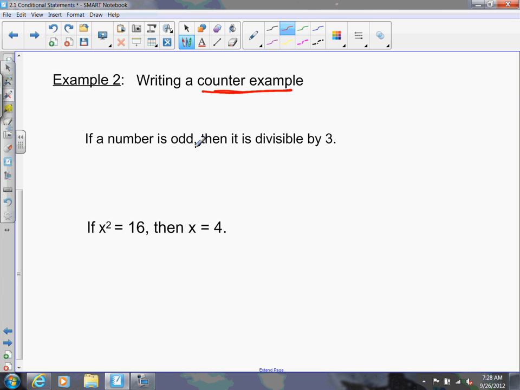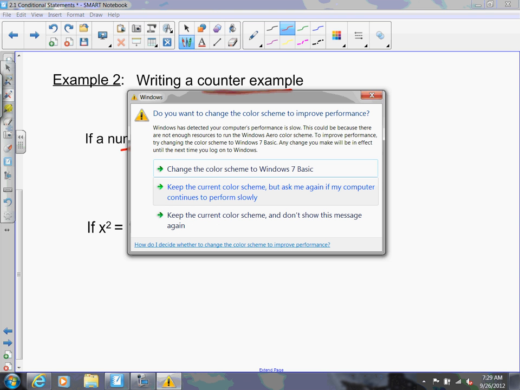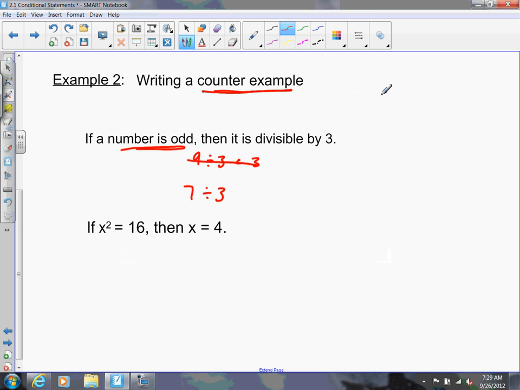If a number is odd, I could pick an odd number, 9. Then is it divisible by 3? Well, 9 is divisible by 3. So that is not a counterexample. That shows the statement is true. To show the statement is false, all we need is one example. So for example, I could say 7. 7 is an odd number. It satisfies the hypothesis, but is it divisible by 3? It is not. So a counterexample would be: 7 is odd, but not divisible by 3.